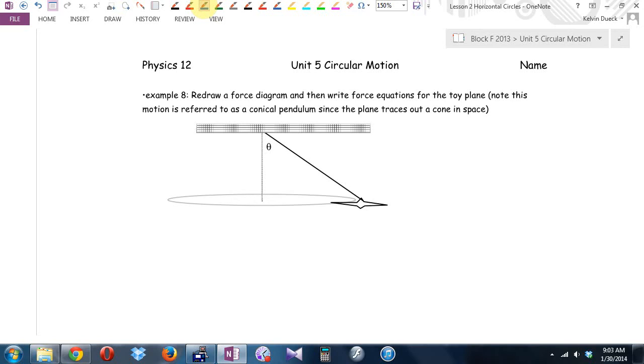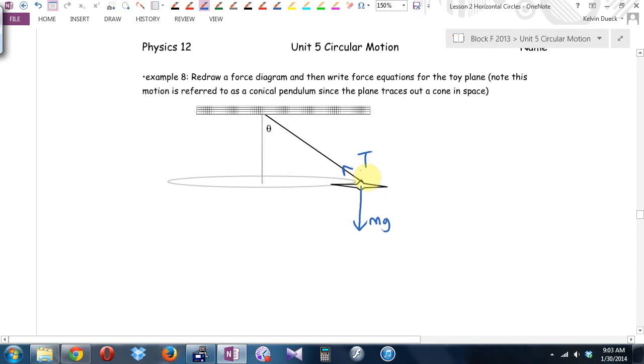Okay? So it says, redraw the force diagram. Okay, what are the forces acting on this little toy plane? What did we say? Get the obvious one? Gravity and tension. And then it says write force equations. Okay, let's add these two forces tip to tail. I'm going to have this. Gravity down.